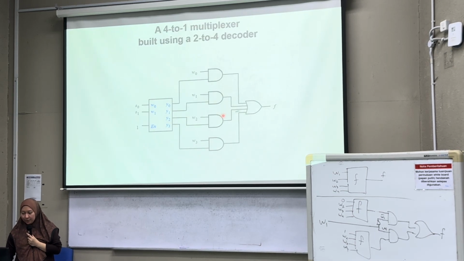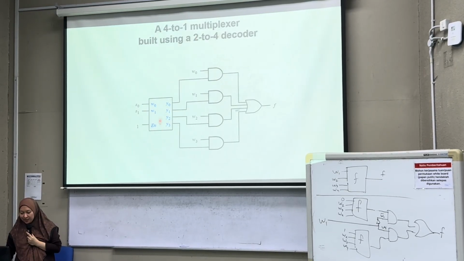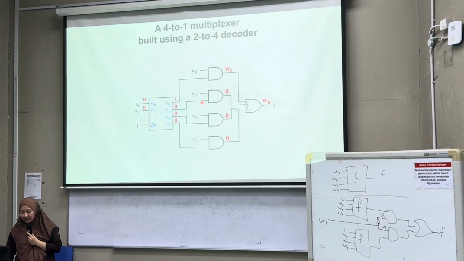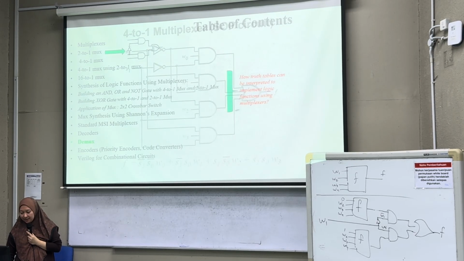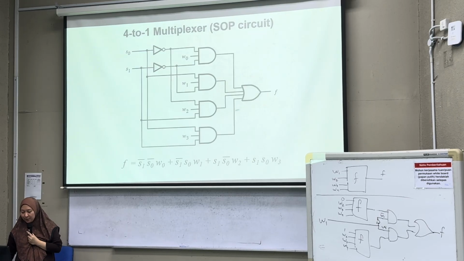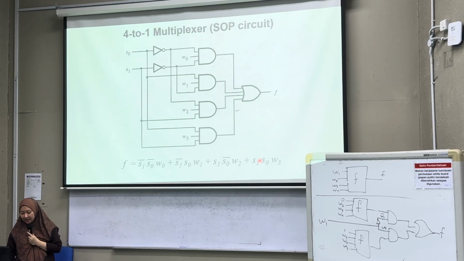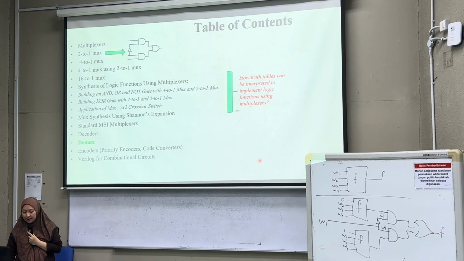A 4 to 1 mux built using a 2 to 4 decoder. Okay, you are building a mux. From the truth table, you can get this SOP expression.